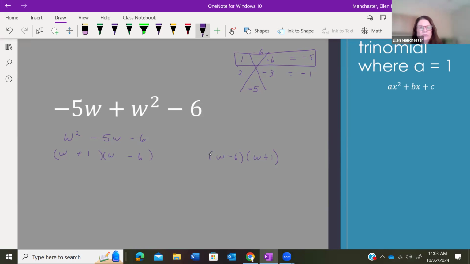Okay, and then to double check, I know W times W is W squared. I know 1 times -6 gives me -6. So the outside is -6W. The inside is a positive 1W, so I get a -5W. So I know that this is the correct answer. Outside plus the inside.